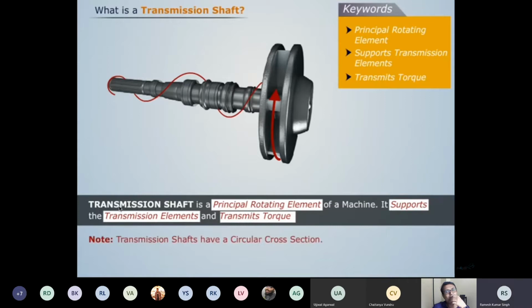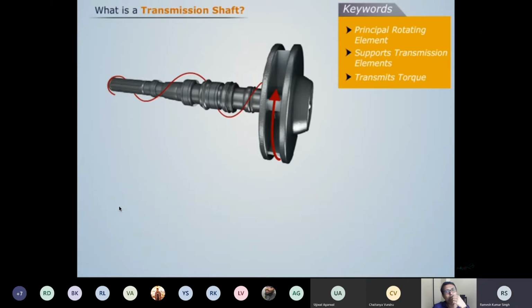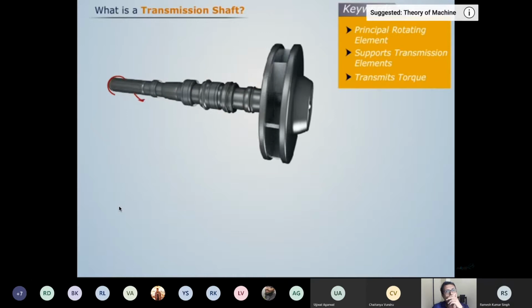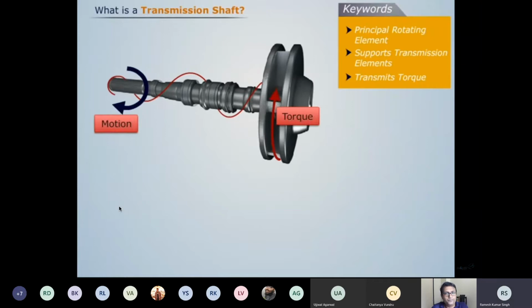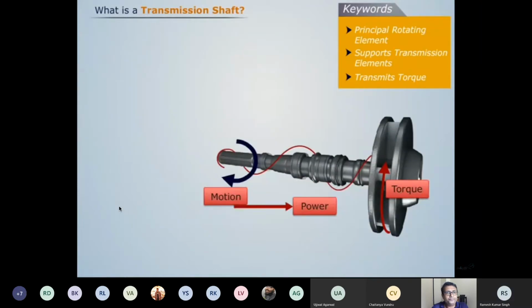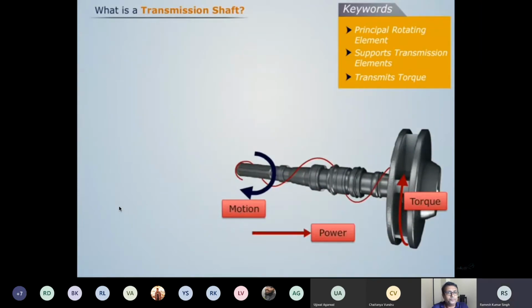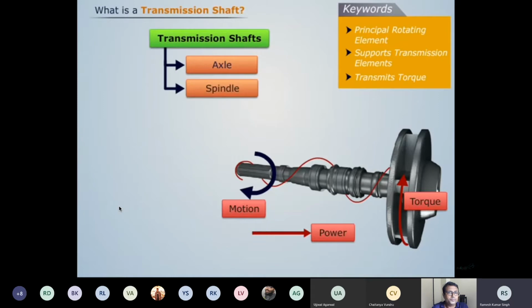Note that transmission shafts have a circular cross-section. Depending upon the application, shafts are given specific names, although all applications involve transmission of torque, motion and power. Some of the specific categories of transmission shafts are axle, spindle, countershaft, and line shaft.